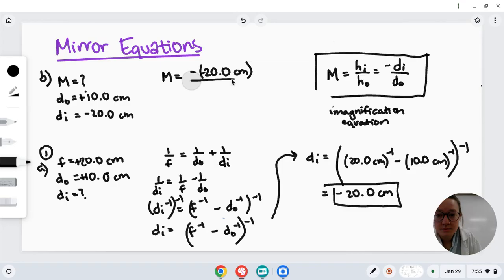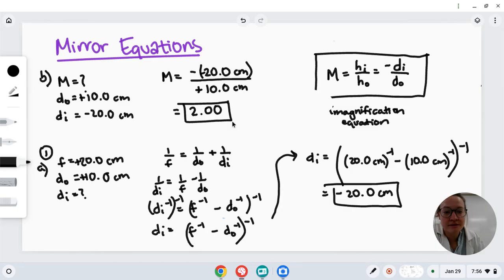My DO is positive 10.0 centimeters. You could do that one in your head. You get 20 divided by 10, that's going to give you 2. Check our sig figs here, 2.00 is your magnification. Notice here, my units of magnification, I got none, because it's just how many times you multiply the height of the object by to get the height of the image. Notice that her face is going to be 2 times bigger than it is in real life. And we get an answer that is positive 2.